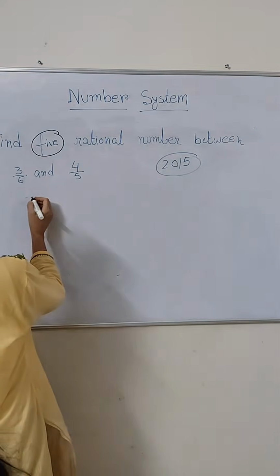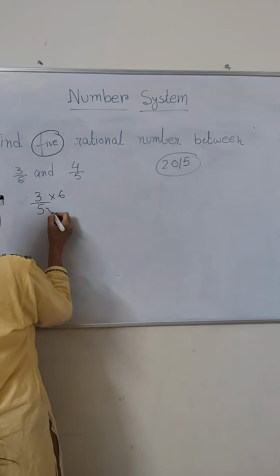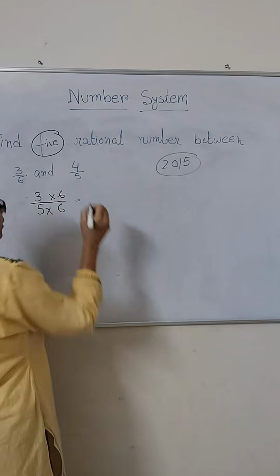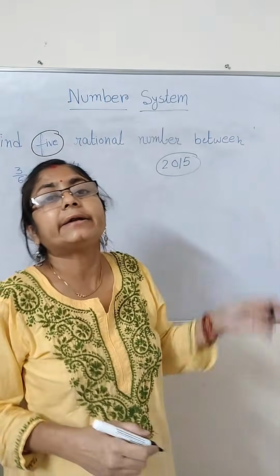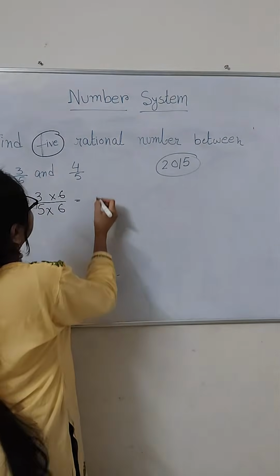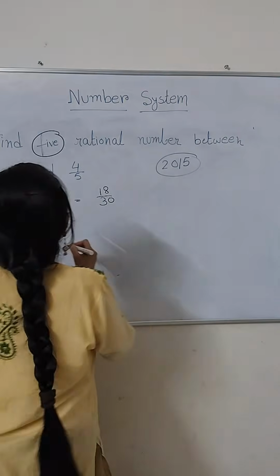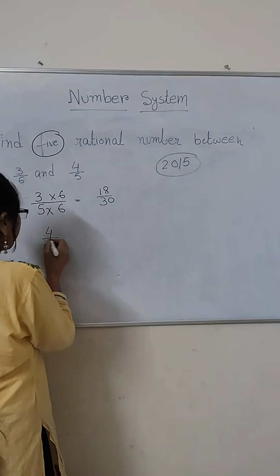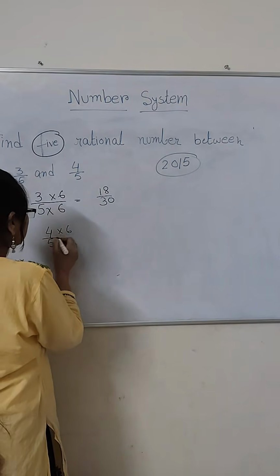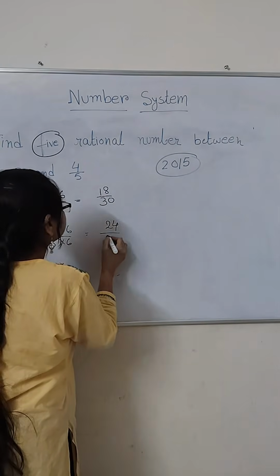And now first I change into 3 by 5 into 6 into 6. I make the fractions in the equivalent fraction rational numbers. So it is 18 by 30 and the last one is 4 by 5, now 6 into 6, it is 24 by 30.